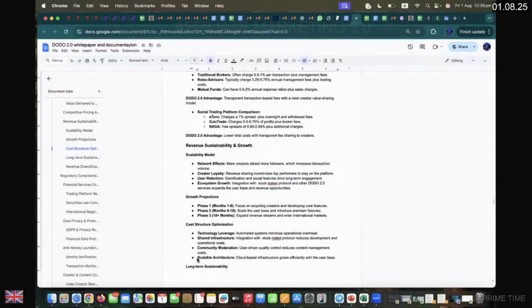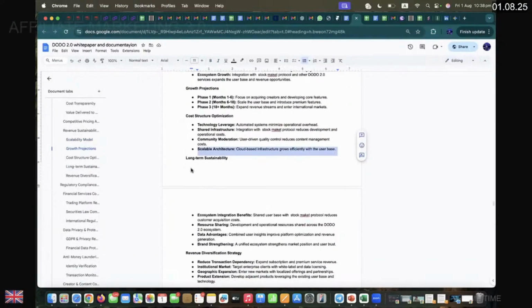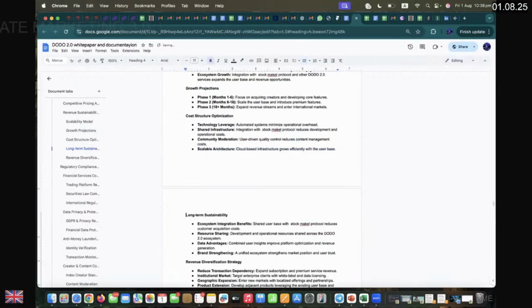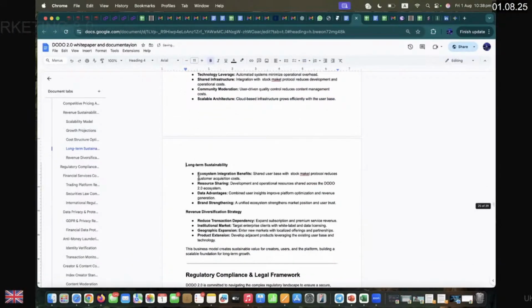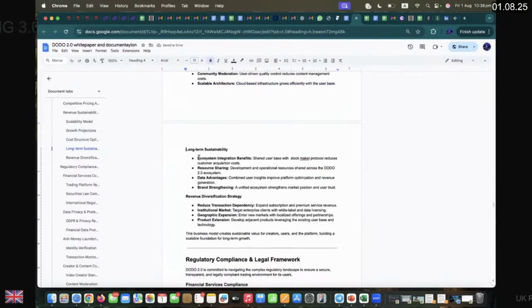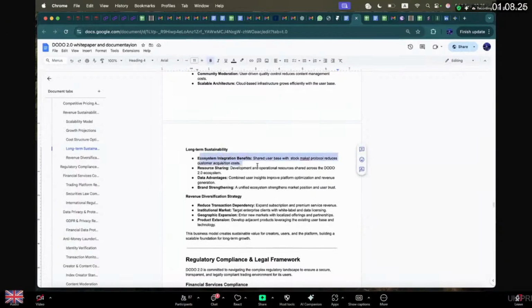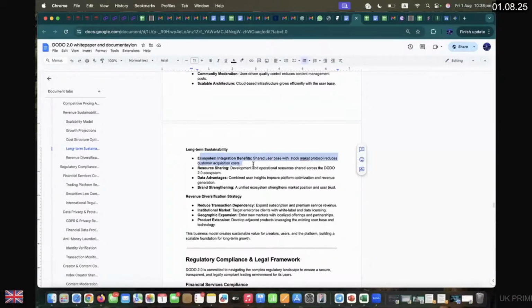Then scalable architecture: cloud-based infrastructure grows efficiently with the user base. For long-term sustainability, what we are doing is ecosystem integration. Shared user base with stock market protocol reduces customer acquisition costs. This is how we are going to work, in collaborative efforts with various markets and with various players around the world, one by one.